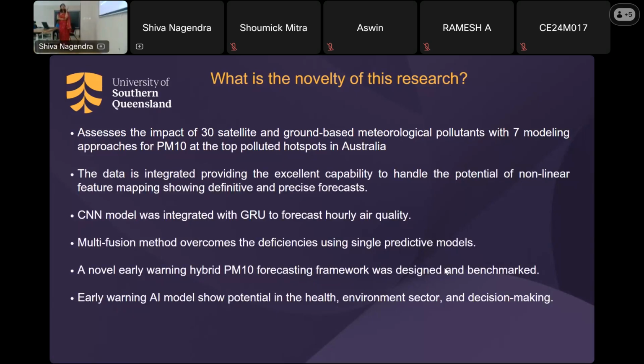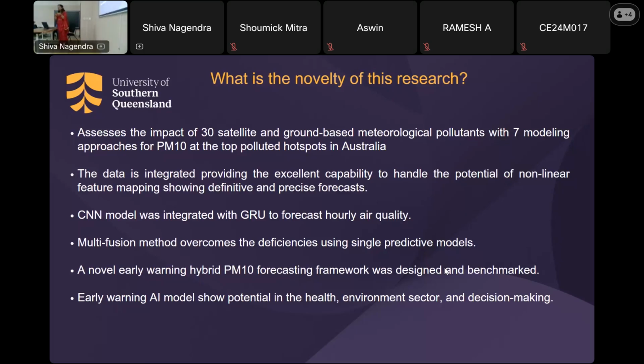I'll discuss what all satellite variables are used, why they were used, what was the importance, what was the model that was used, and I told you CNN already suffers from some of the disadvantages. So I merged it, or you can say integrated or fused it with another model to overcome the deficiency and handle the potential of the non-linear feature mapping with precise forecast, because that was the objective. We had to forecast the next hour's air quality.